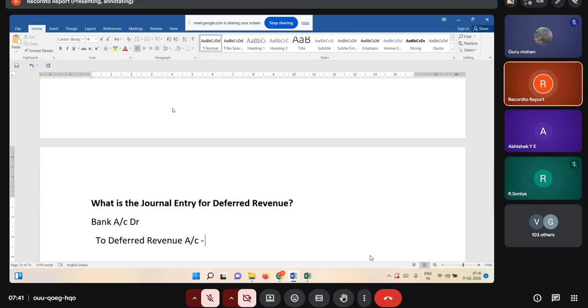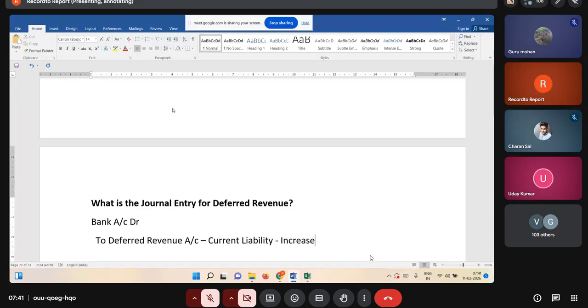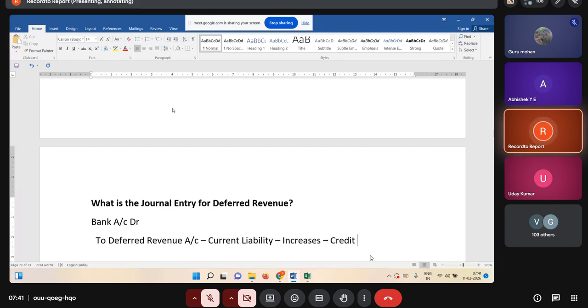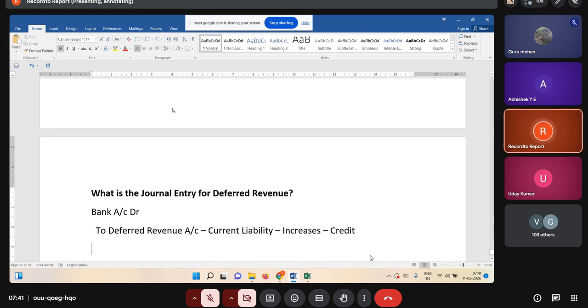Deferred revenue is which type of account it is? Current liability. When the liability increases, we need to debit or we need to credit? Credit. So the bank account amount is getting added, so we are debiting that.